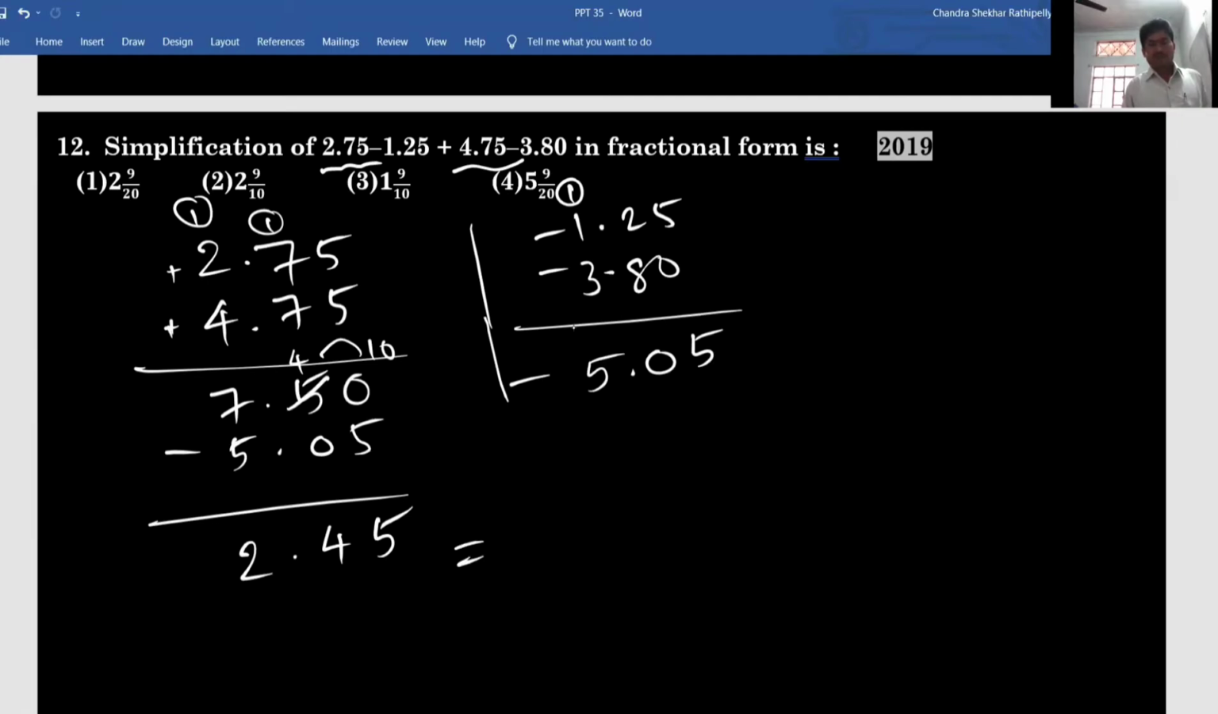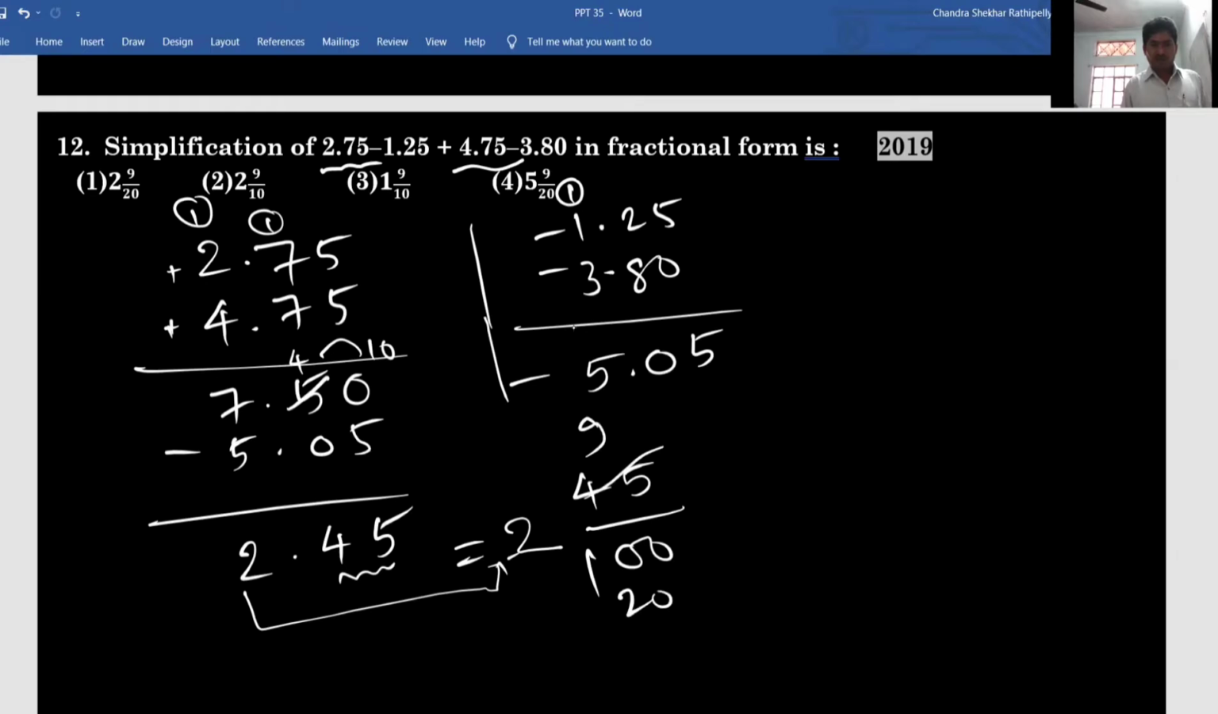So this is a decimal number. To convert a decimal number into a fraction, we write the whole part, delete the decimal point and write the digits in the numerator. For the denominator, we write 1 followed by as many zeros as there are decimal places. So 2 and 45 by 100, which is 2 9 by 20. 2 9 by 20 is the correct answer, first option, children.